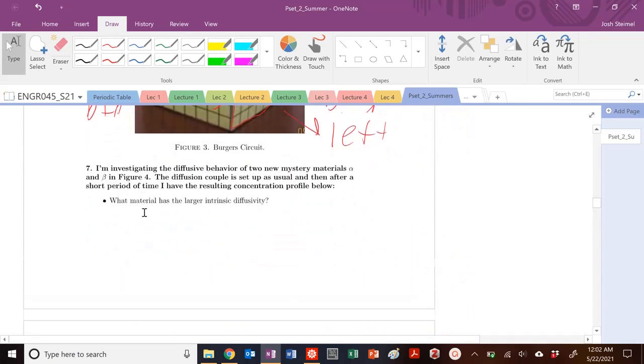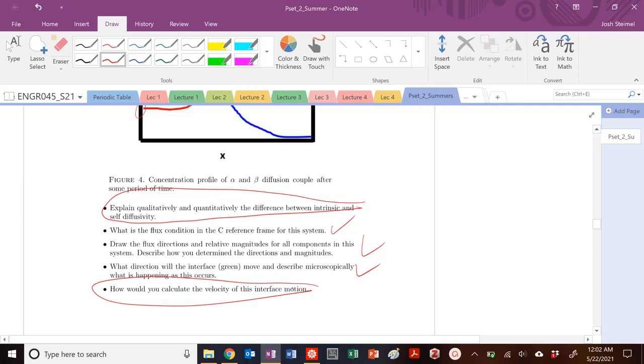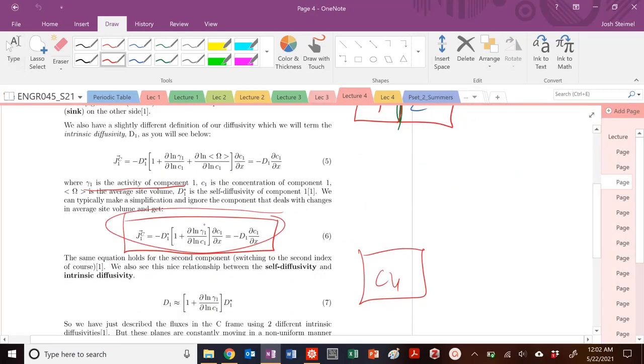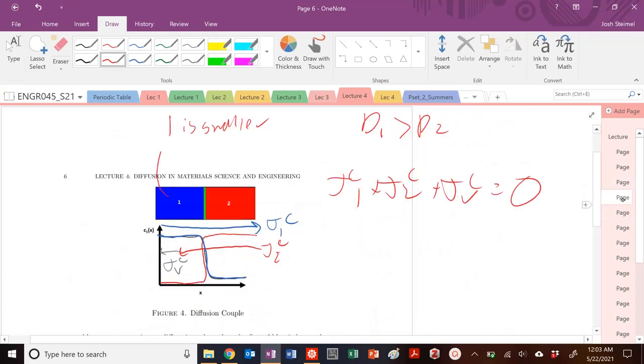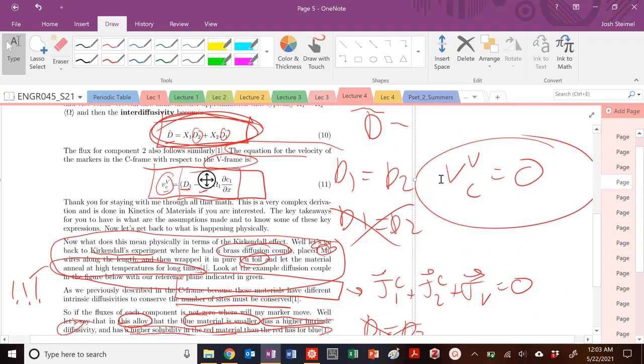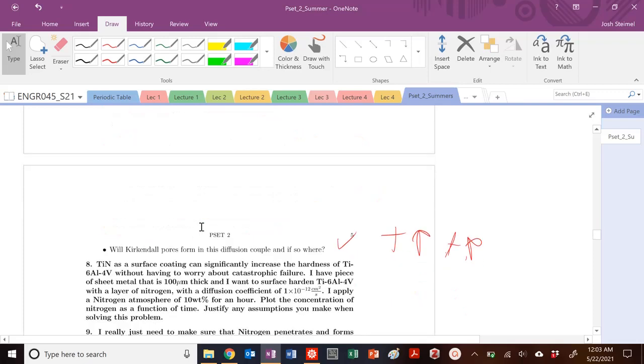Additionally, basically for these other questions, differences between intrinsic and self-diffusivity, calculate velocity of the interface, that's just going to go back to lecture 4 and reading some of these definitions. So you can see this relationship here. You could also calculate the velocity of the interface right here. So this is the velocity of our interface. Again, those are just more reading through the notes type questions. So the other questions are more important for your exam.